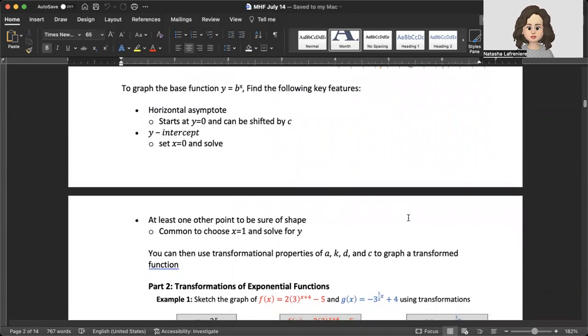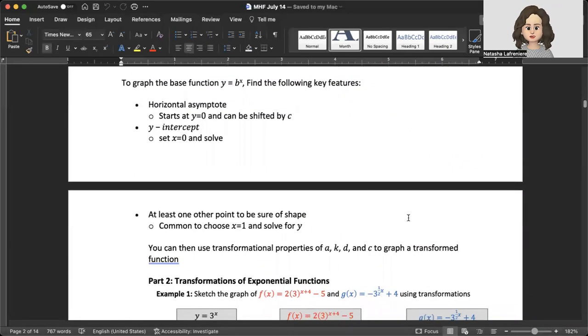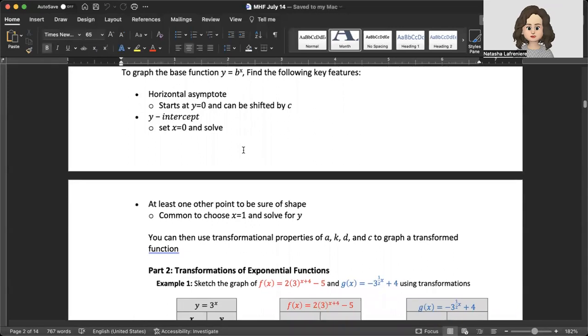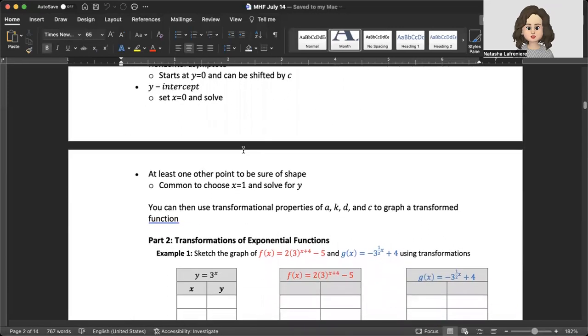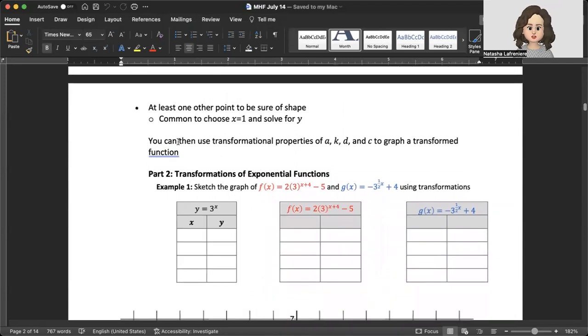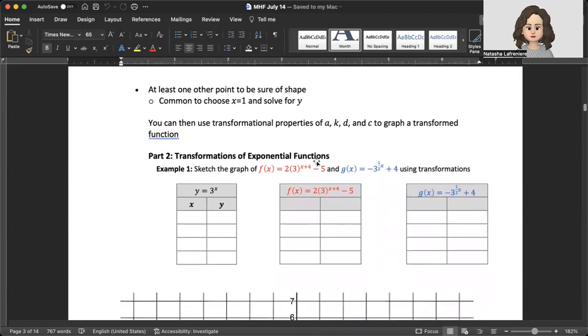So to graph the base function y equals b to the exponent x, find the following key features. So you have to find your horizontal asymptote. So it starts at y equals 0 and can be shifted by c. We're obviously going to do some examples. So find your y-intercept. So set x to 0 and solve. And then at least one other point to be sure of the shape. So common to choose is x equals 1 and solve for y.